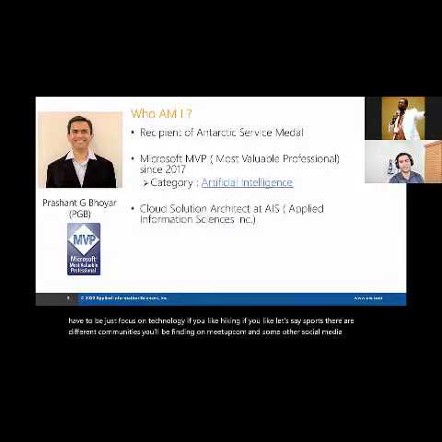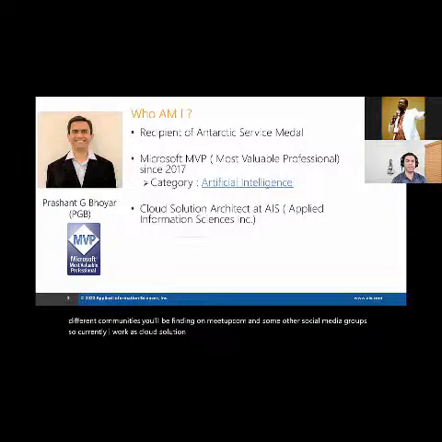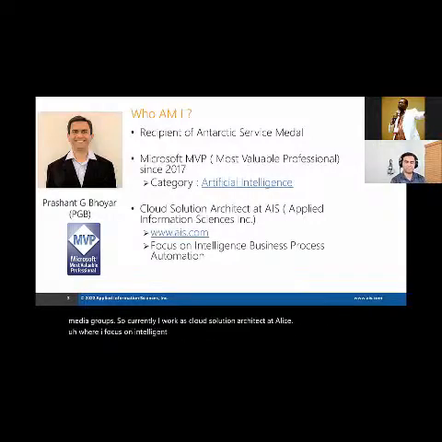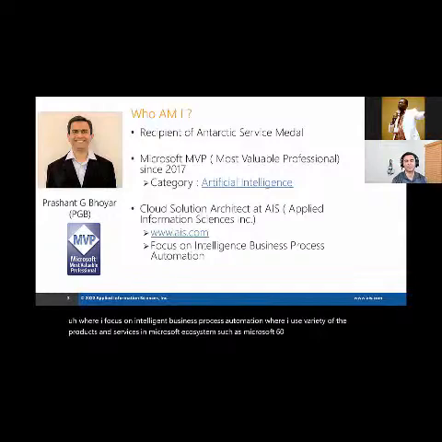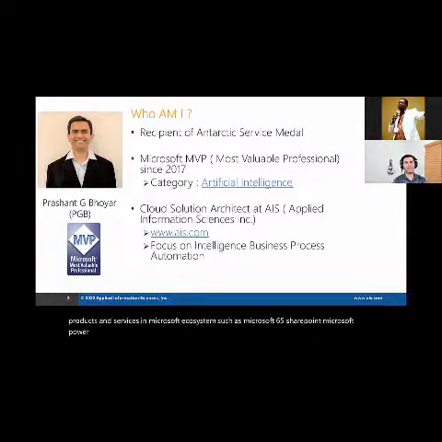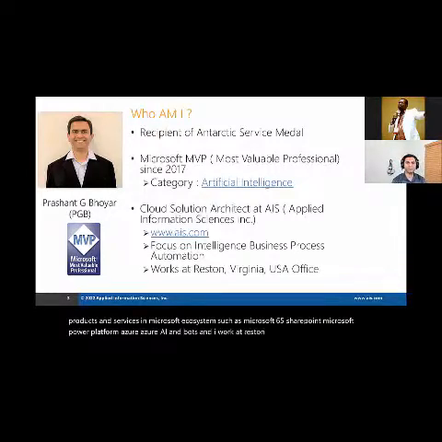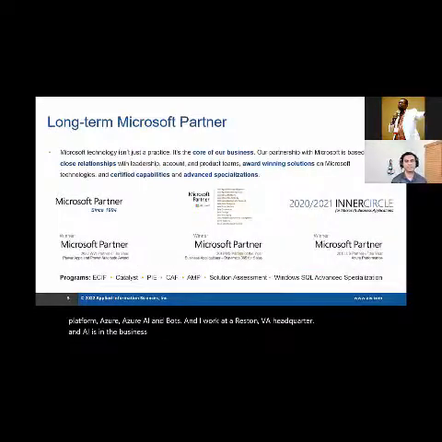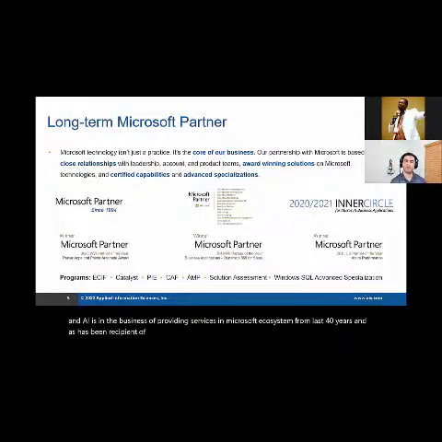So currently I work as a cloud solution architect at AIS, where I focus on intelligent business process automation, where I use a variety of products and services in the Microsoft ecosystem, such as Microsoft 365, SharePoint, Microsoft Power Platform, Azure, Azure AI, and bots. I work at the AIS headquarters in Reston, Virginia. AIS has been in the business of providing services in the Microsoft ecosystem for the last 40 years, and has been a recipient of the Microsoft Partner of the Year award on multiple occasions.